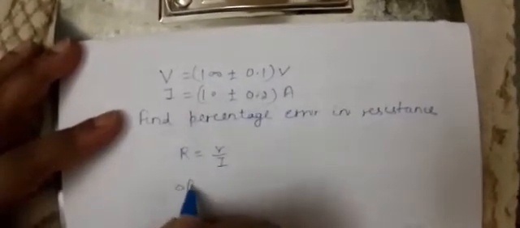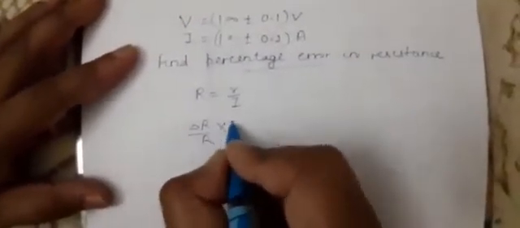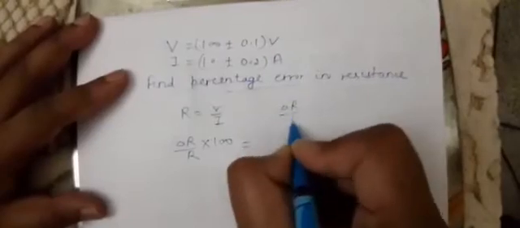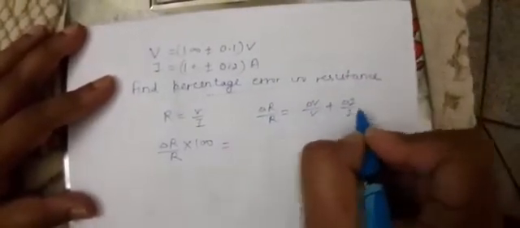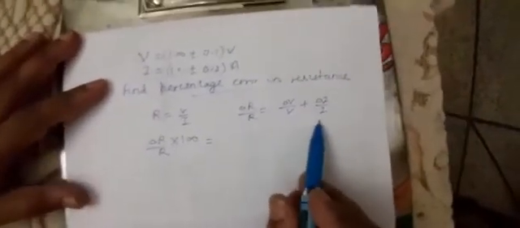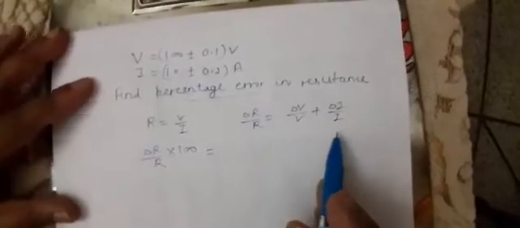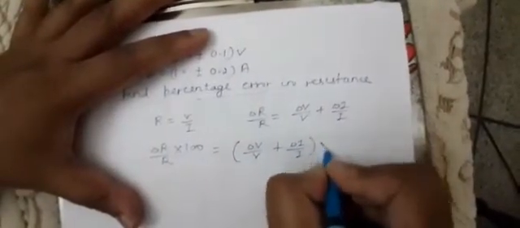Now, del R upon R is the relative error. Percentage error is expressed in terms of relative error and then multiplied by 100. So what do we require initially? We require the relative or fractional error in R first. So the basic concept is that we have to find the relative error in R, then multiply it by 100 to get the percentage error. So here it is del V upon V plus del I upon I, into 100.